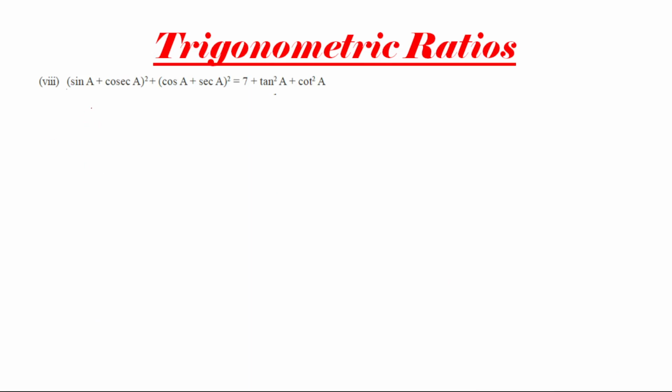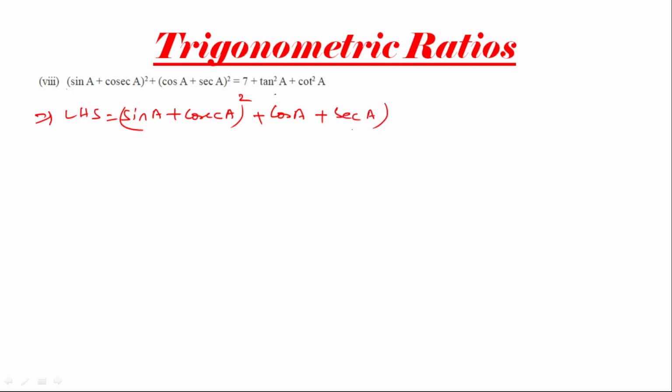Next question. So LHS is equal to (sin A plus cosecant A) whole square plus (cos A plus secant A) whole square. So it is given as tan square A plus cot square A we need to prove. Okay. So tan is also there, cot is also there. Fine, let us solve. So we will go for A plus B whole square.